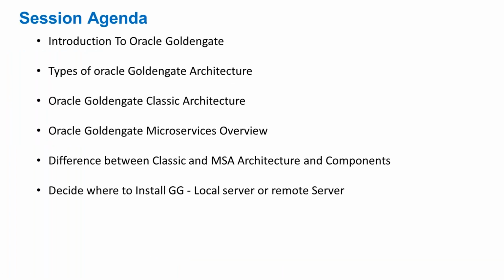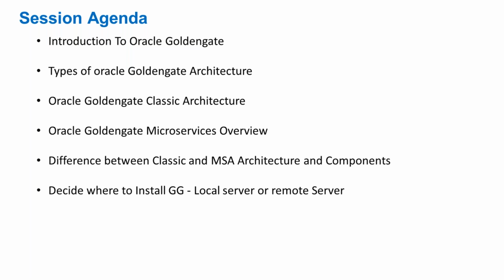Now coming to today's session agenda. In today's session, we are going to learn a lot of new things. If you are looking to learn Oracle Golden Gate, this session will be very good for you. And even if you are working on Oracle Golden Gate, this will serve you as a very good refresher. Today's agenda includes an introduction to Oracle Golden Gate. What are the different types of Golden Gate architecture? What is Oracle Golden Gate classic architecture? What is Oracle Golden Gate microservices architecture? What is the difference between the two architectures, classic and microservices, and what are the different components?